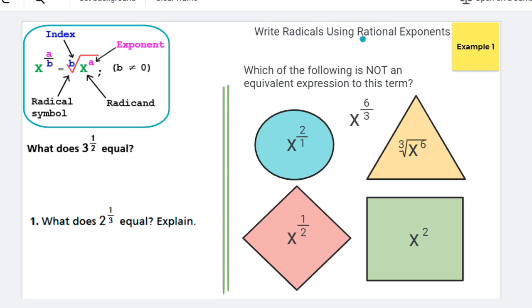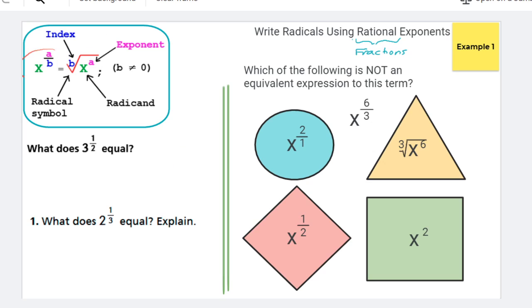Okay, when we talk about rational exponents, what we're saying is that we are looking for fractions. So we are writing exponents as fractions. Now when we go to do that, there's a little bit of language that we need.